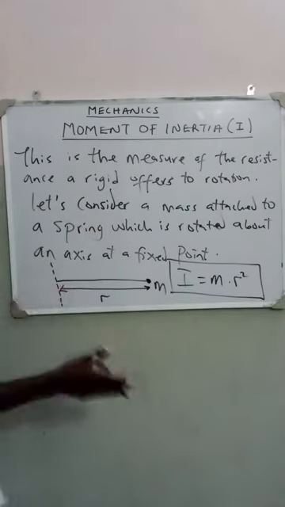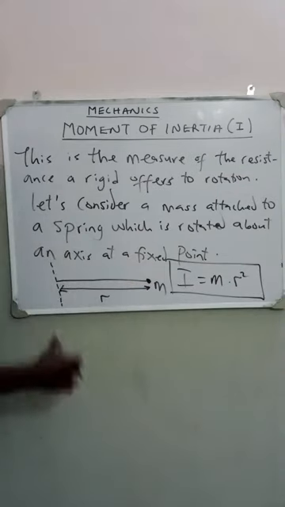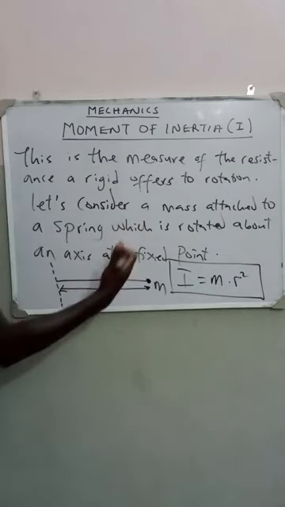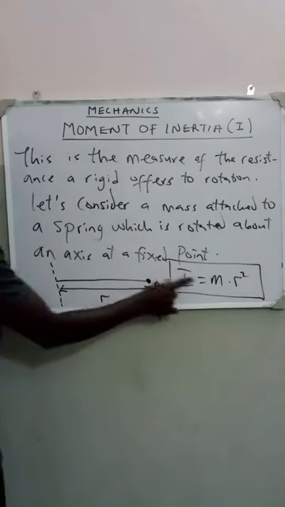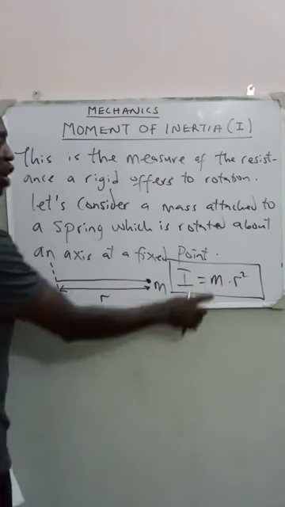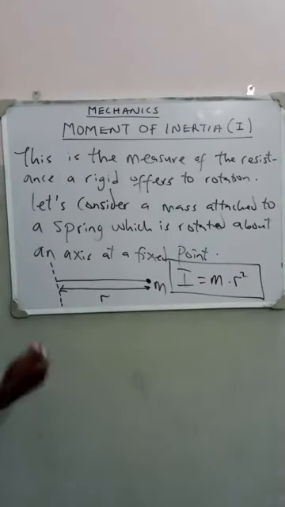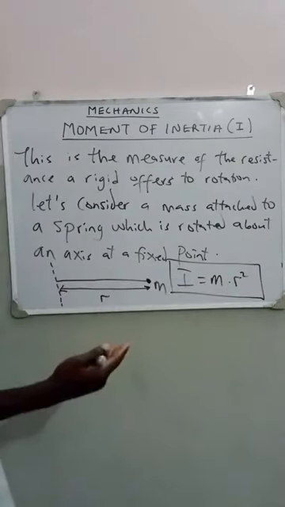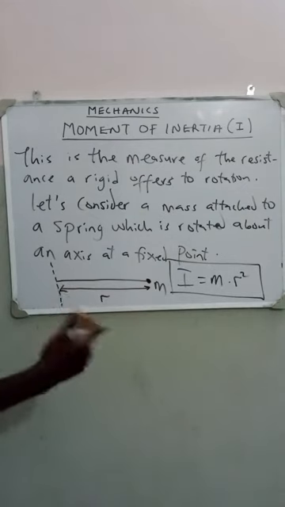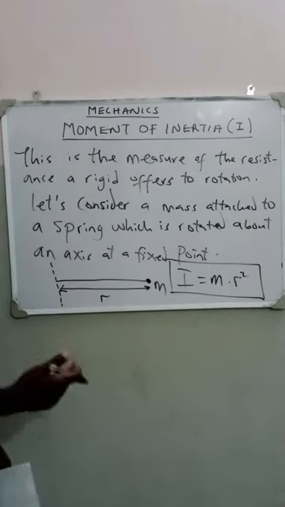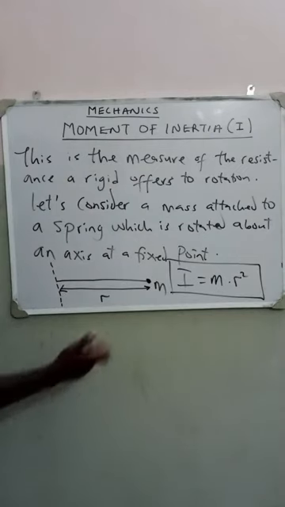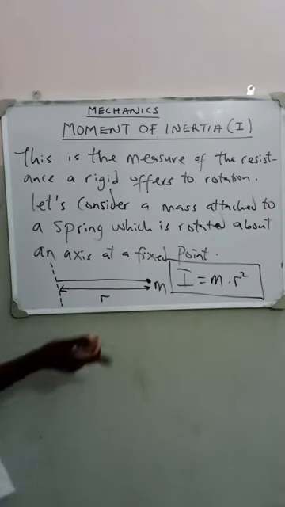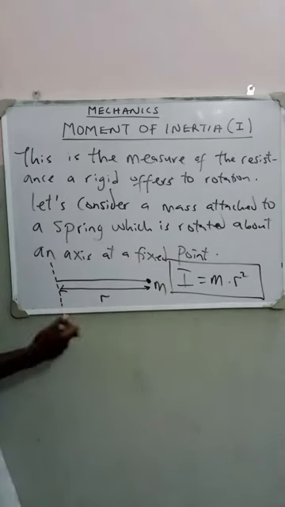Please take note. The simplest formula for moment of inertia of a mass that is attached to a spring or a rope is given as I equals mr squared, where m is the mass of that object that is measured in kilogram and r is the distance of that object from the point of rotation, the axis of rotation. So I equals mr squared. This is the formula that relates the moment of inertia to the distance of rotation.